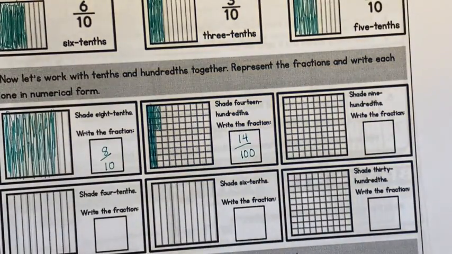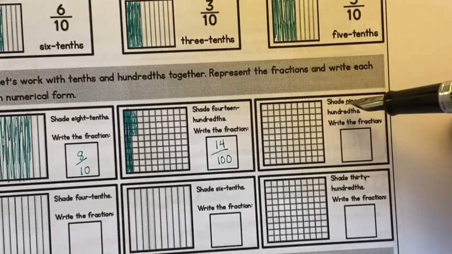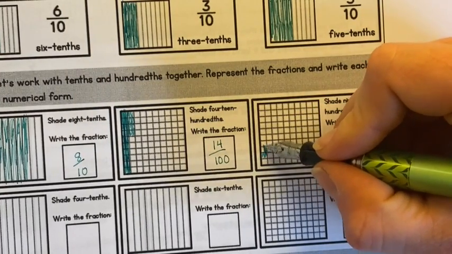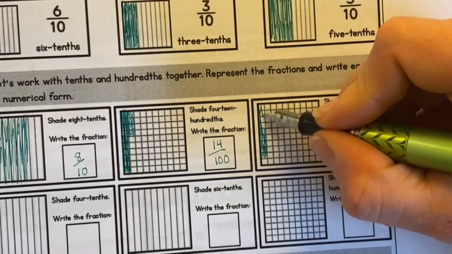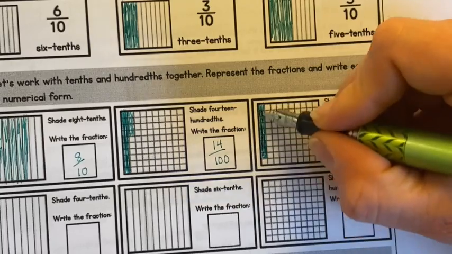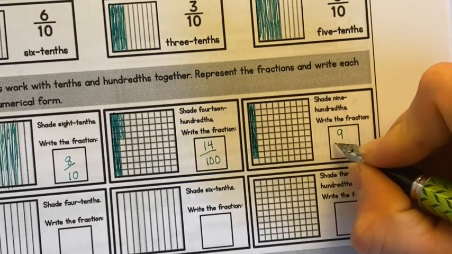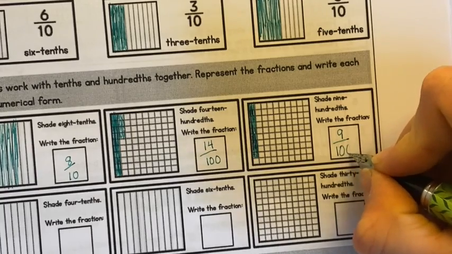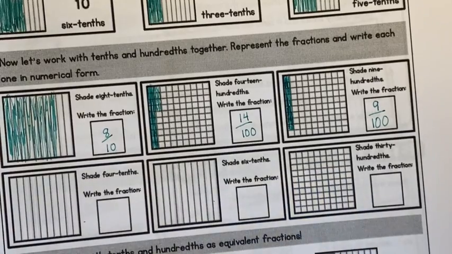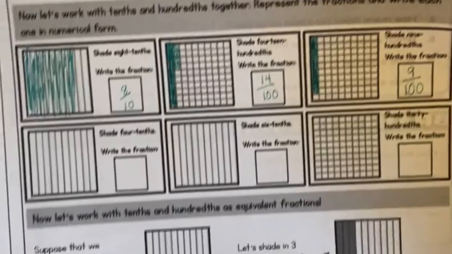And I'm going to do the next one, and then I'm going to let you do the next 3 by yourself. Okay, so it says shade 9 hundredths. So I know 10 is a whole row, so I'm going to shade a whole row, just minus 1. So I'm shading the whole row, but I'm stopping here. And the fraction is 9 out of 100. Now I want you to do this one, and this one on your own, please. You can send me a picture of your work. I would love to see it.